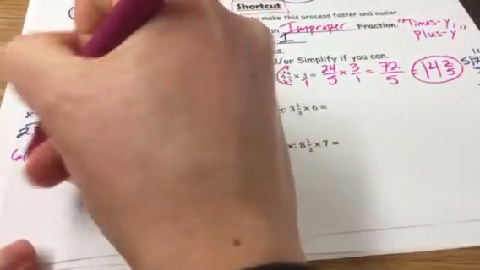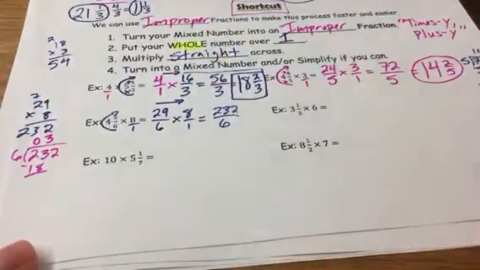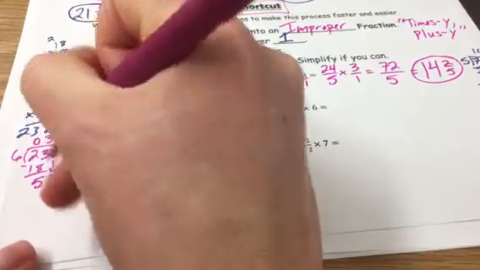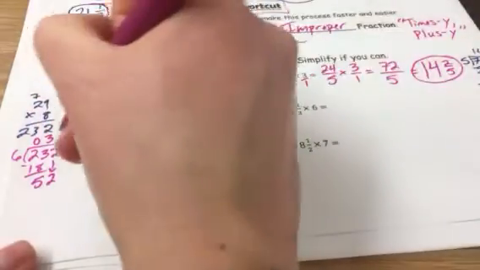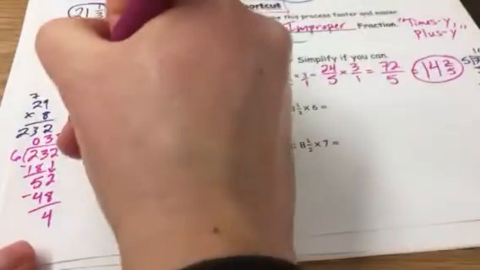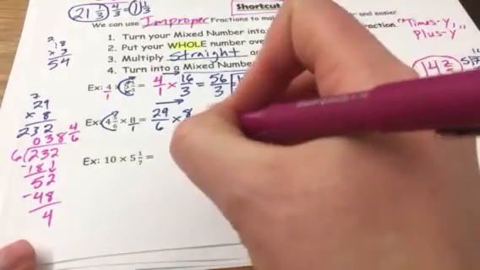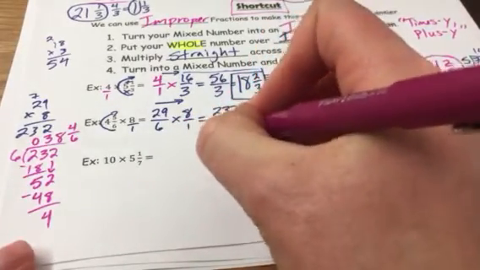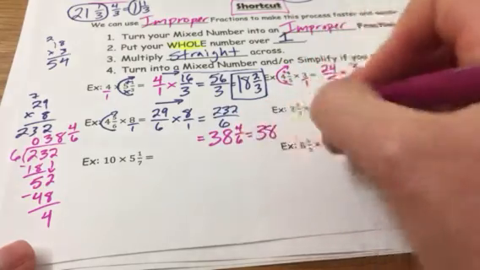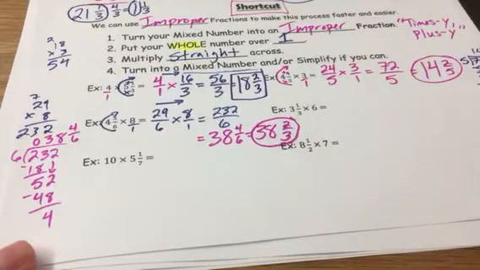Okay. 6 goes into 23 3 whole times. That gets you to 18. That difference there is 5. Bring down the 2. 6 goes into 52 8 times. Subtract 48. You have 4. Remainder over divisor. So it's 38 and 4/6, which is equal to 38 and 2/3, because we're going to want to simplify that final answer.